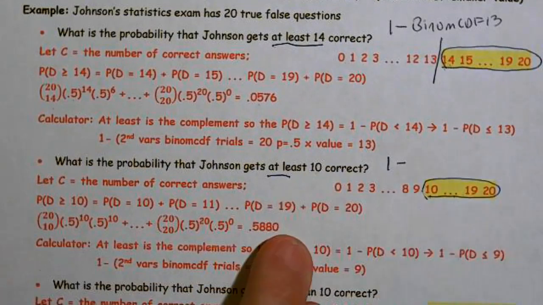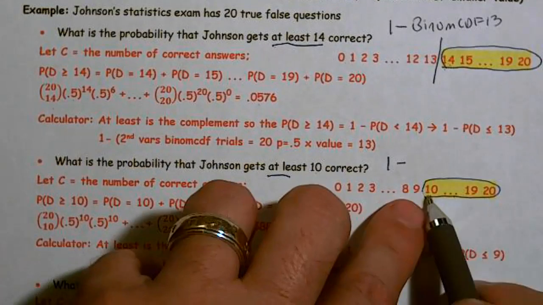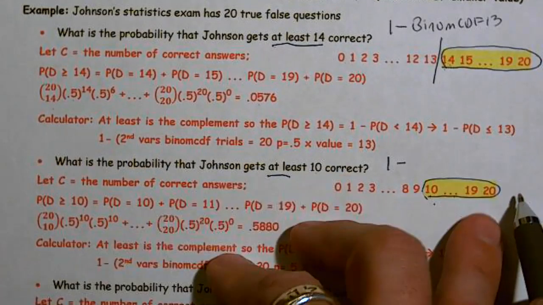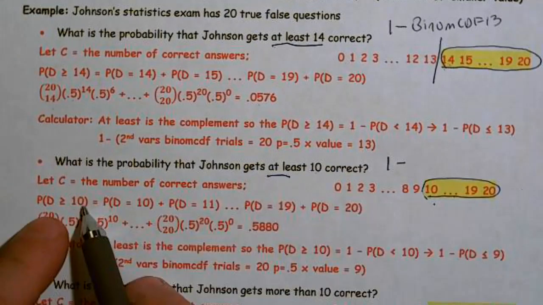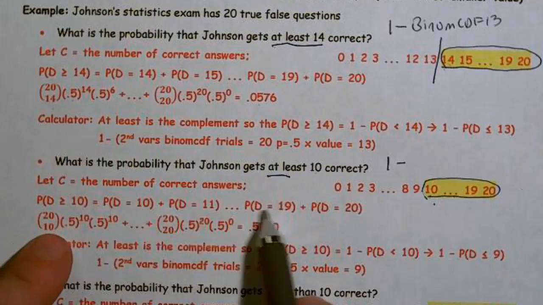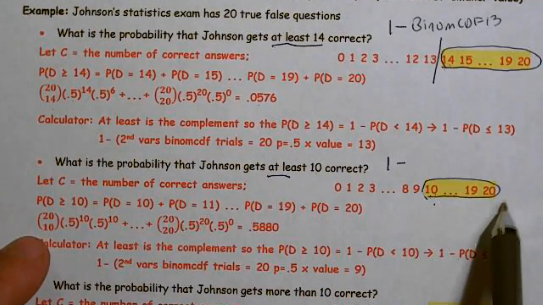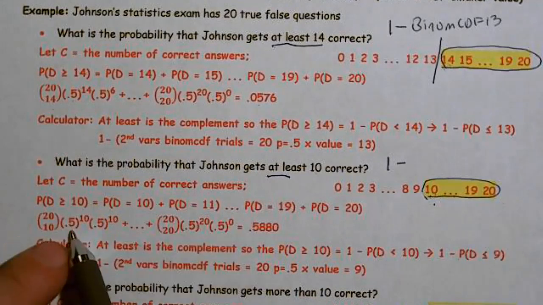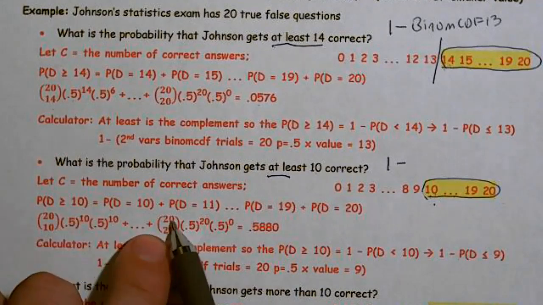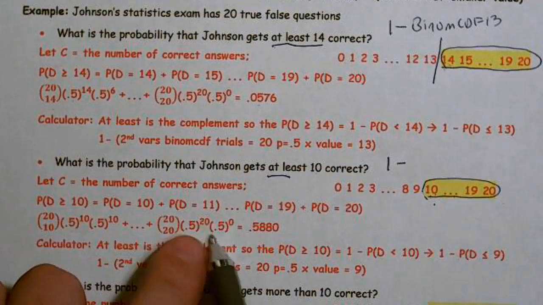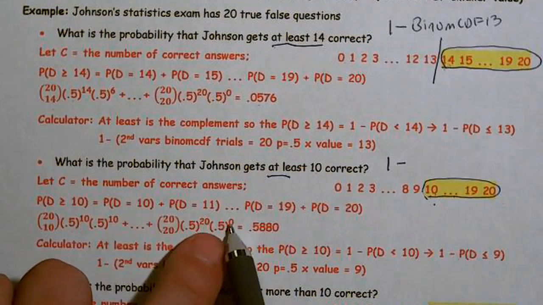So in this case, 10 out of 20 is a 50. So this is the probability of getting a 50 or better on the test. So we need the PDF of 10 plus the PDF of 11 plus the PDF all the way up to the PDF of 20. We only have to show our lowest and our highest. So 20 choose 10, 0.5 to the 10th, 20 minus 10 is 10. And then the last one, the highest one, 20 choose 20, 0.5 to the 20th, 20 minus 20 is 0.